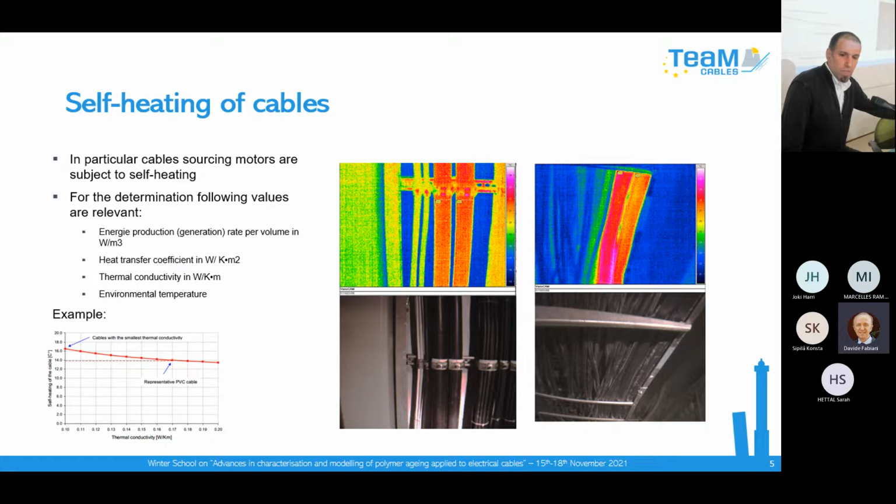Not significant, but you also have permanently operated big or huge motors, and you will find manageable self-heating, and you need models or calculation methods to determine the temperature at the core, because it is easy to measure the surface of the cable, but this is not representative for the core temperature of interest.